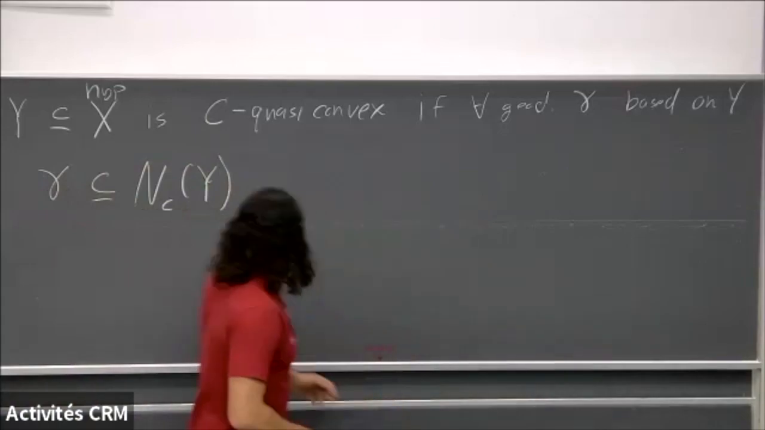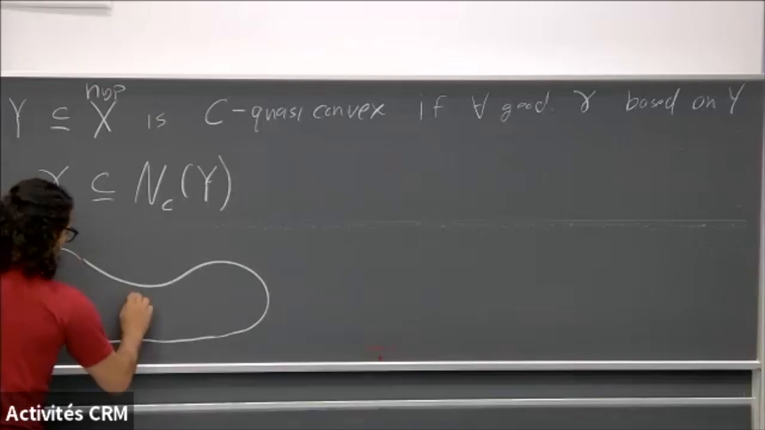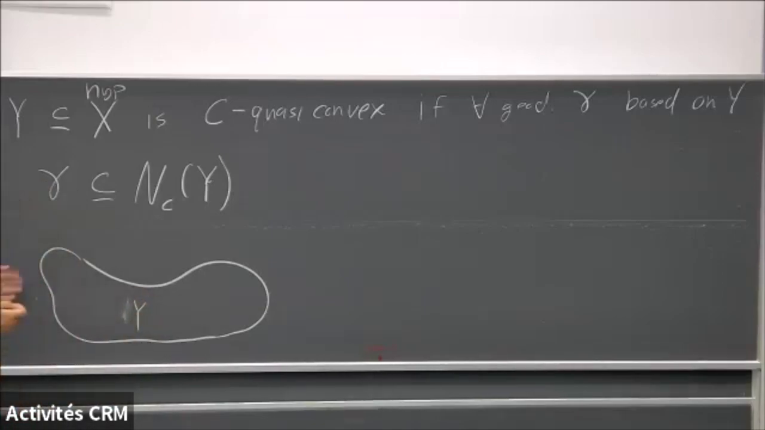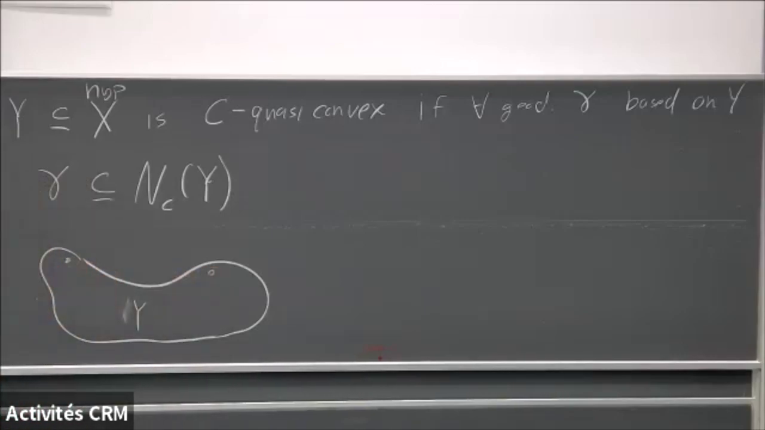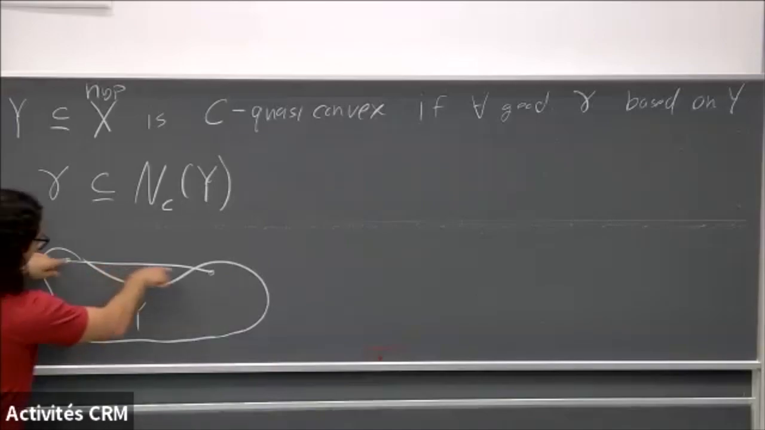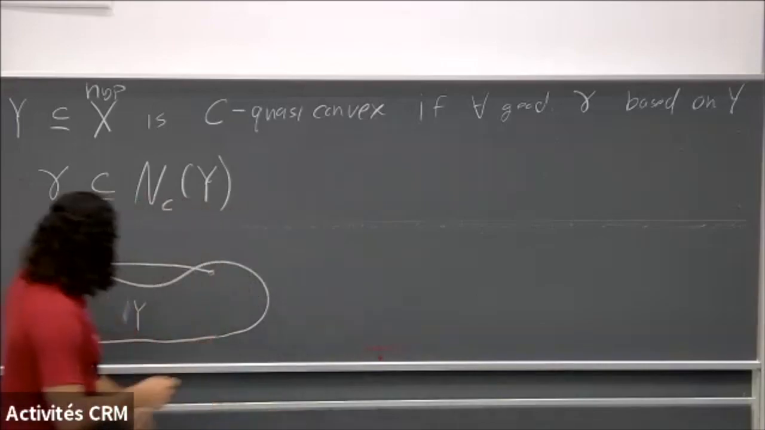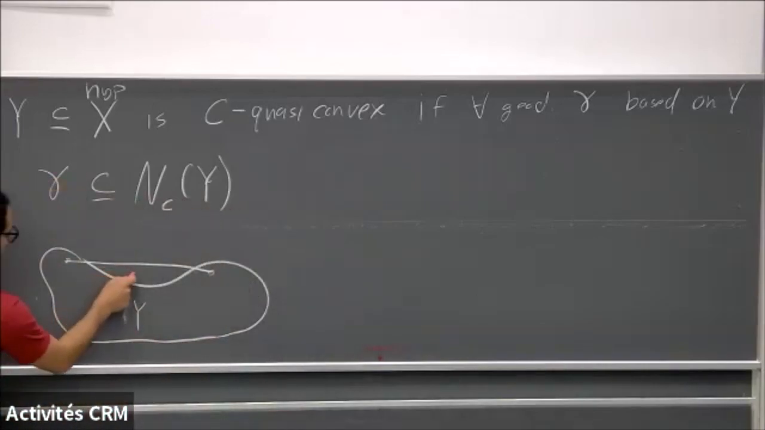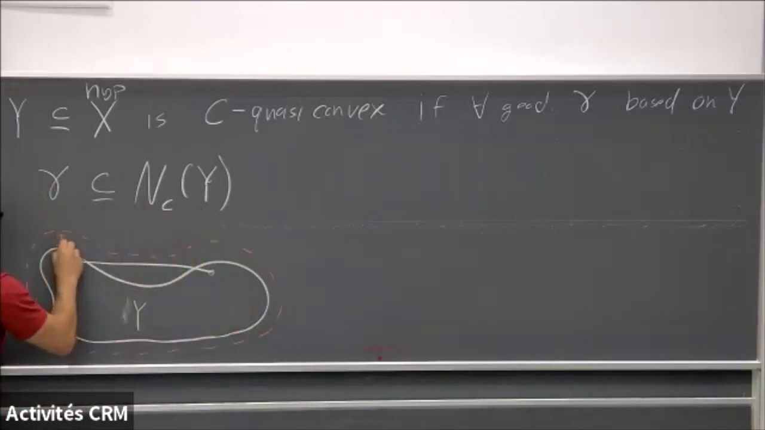Let me draw a picture to illustrate. I have my subset Y here. If it was genuinely convex, I would take any 2 points, and the geodesic between them would stay in that subset. It's not genuinely convex, it's quasi-convex. So when I draw the geodesic between those 2 points, it might leave the subset, and it might even leave and enter several times. But if you take a C neighborhood of Y, that C neighborhood will contain any of these geodesics.